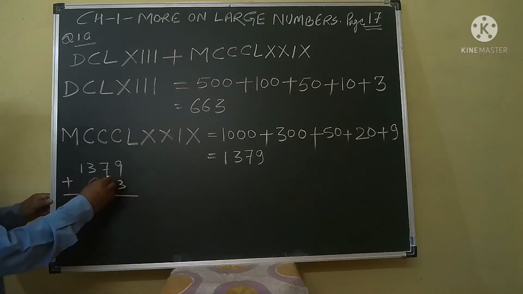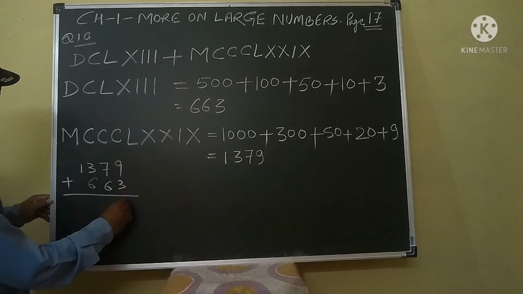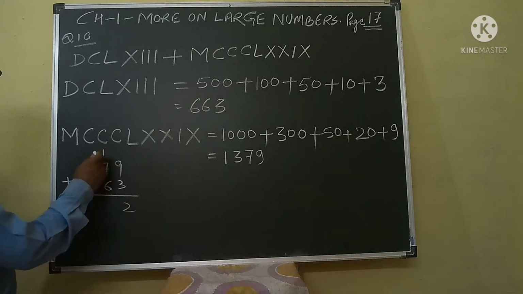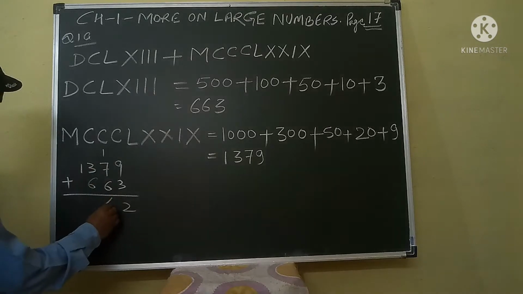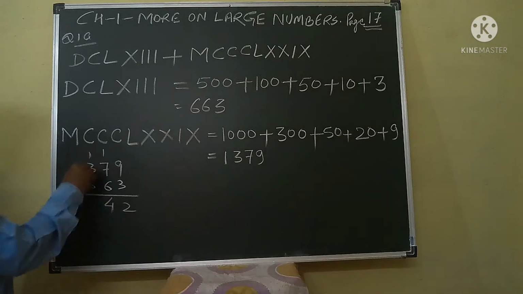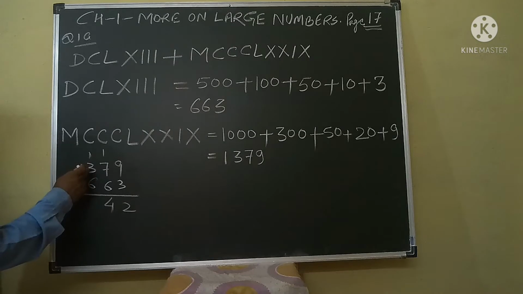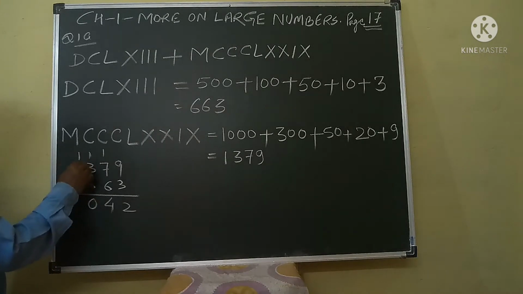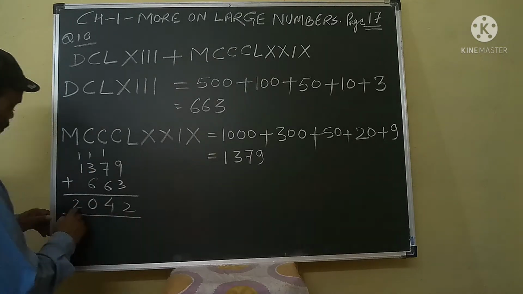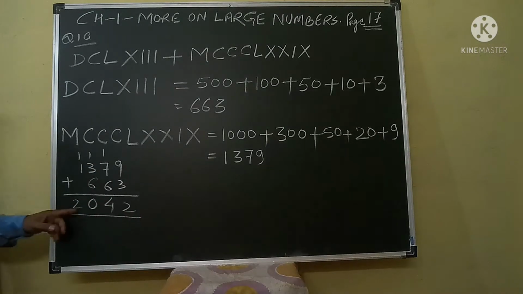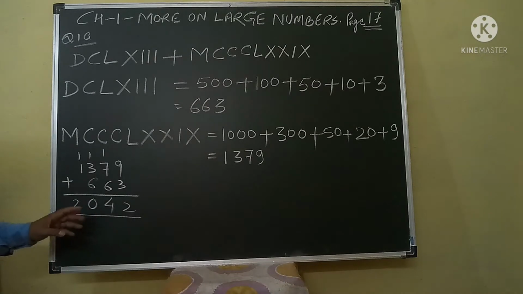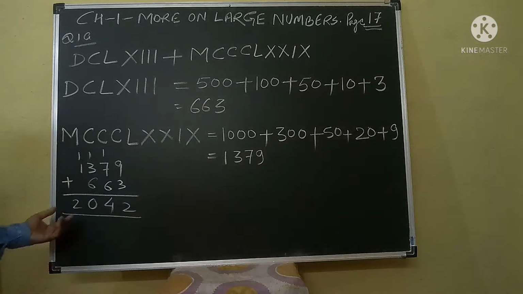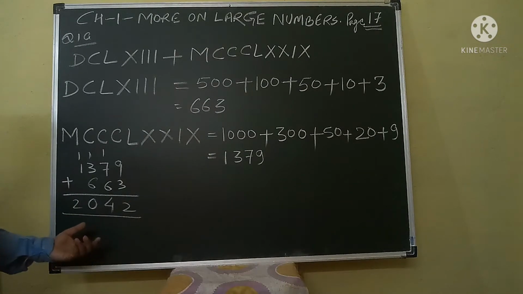After adding, you will get 9 plus 3 is 12. This is 2, carry over is 1. 1 plus 7 is 8, 8 plus 6 is 14. This is 4, carry over is 1. 1 plus 3 is 4, 4 plus 6 is 10. This is 0, carry over is 1. 1 plus 1 is 2. Okay. 2042 is the sum of these two natural numbers. This is the incomplete answer.